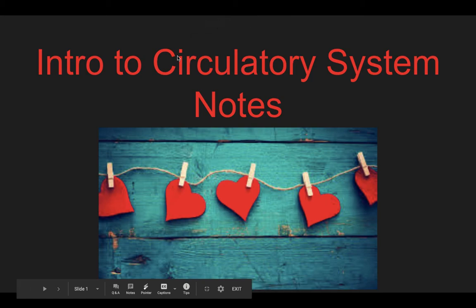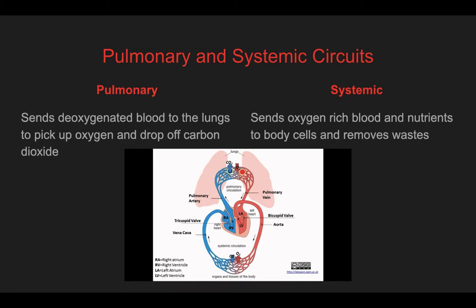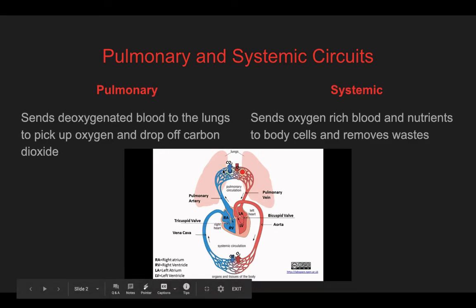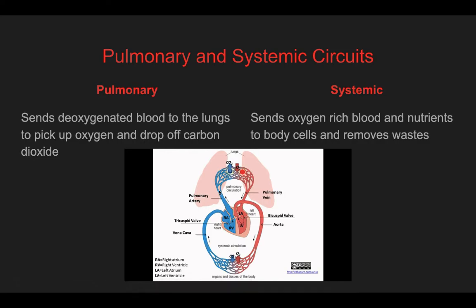Circulatory system notes. The pulmonary and systemic circuits is what we're going to start with. I'm just going to go down the list of the vocab and talk about what they mean. We have pulmonary circuits and we have systemic circuits. The pulmonary circuits are going to send deoxygenated blood to the lungs to pick up oxygen and drop off carbon dioxide. It's that gas exchange that's happening in the lungs. It's the blue that's located right here. This is going to be your pulmonary circulation.